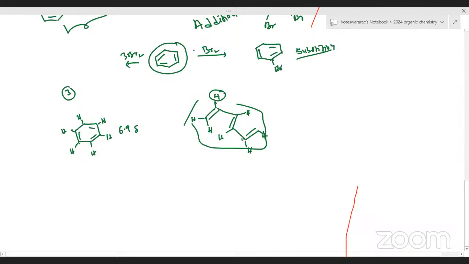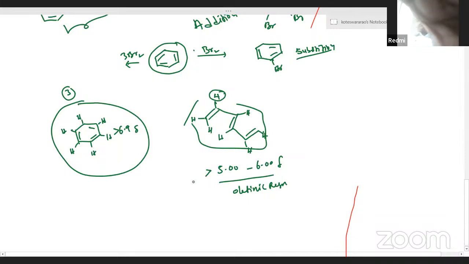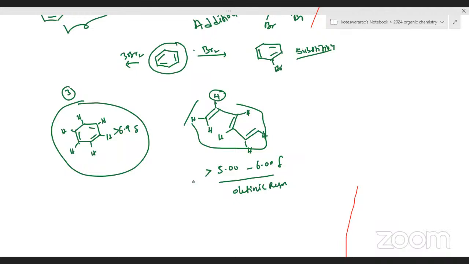However, it also has delocalization of pi electrons. But the protons show a range of 5 to 6 delta. This is the olefinic region. That means the protons present on aromatic rings show peaks above 6.8, 6.9, but the olefinic protons of the corresponding acyclic compound appear between 5 and 6. This is a very important characteristic feature shown by aromatic compounds. In the examination, the question may be asked like that.